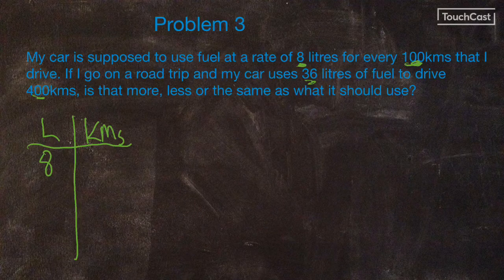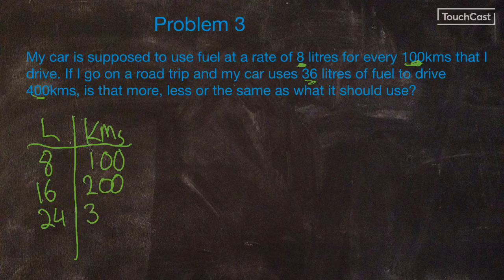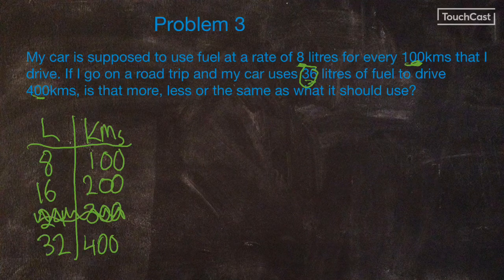So if 8 litres takes you 100 kilometres, you might have seen that 16 litres will take you 200 kilometres, 24 litres takes you 300 kilometres, and 32 litres should take you 400 kilometres, which is actually less than the 36 it did take. You might have been able to remember your doubling and eliminate this step altogether.